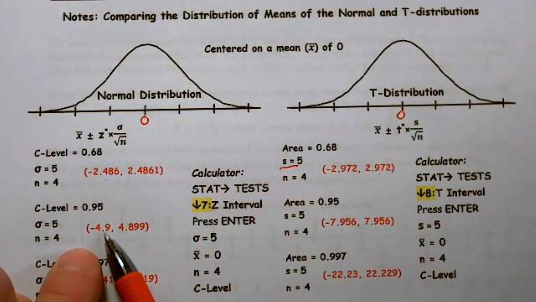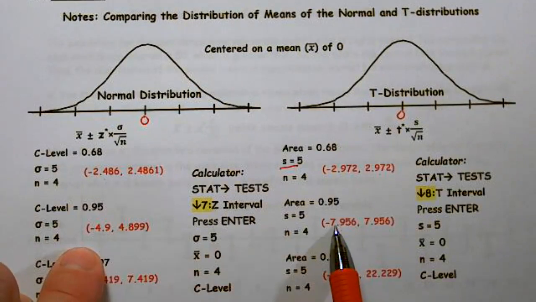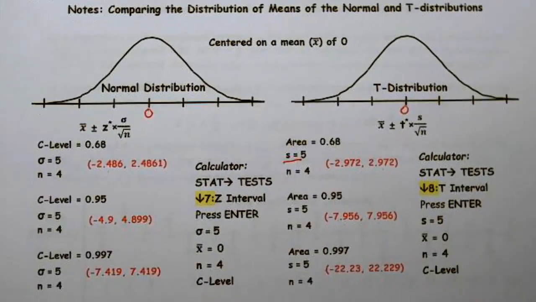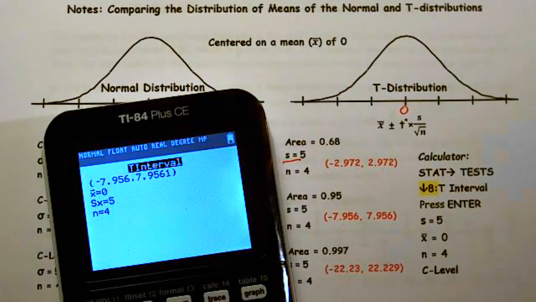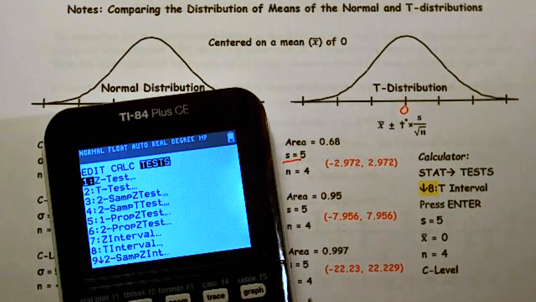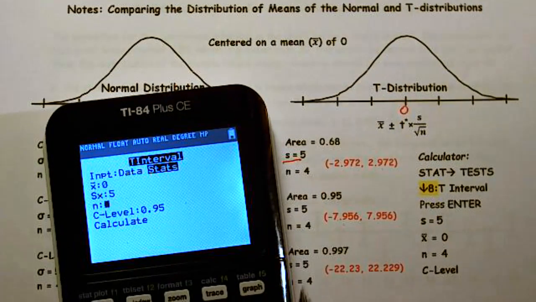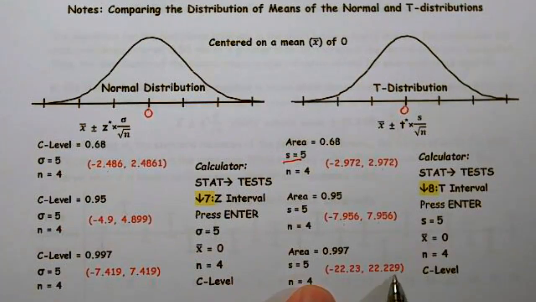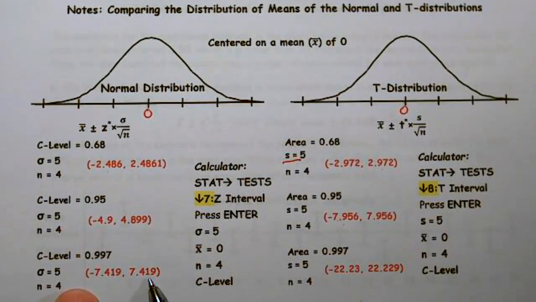And now this is at 5 and this is almost at 8. So this is 3 lower and 3 higher. So we've gotten a lot wider. And the reason we've gotten wider is the t distribution has, once again, more area in the tails. Then I can stats test 8 t interval. And we're going to change this to 0.997. And we ended up with negative 22 to positive 22. And wow, this is a whole lot wider here than this one is here. So the t interval, once again, has more area in the tails.